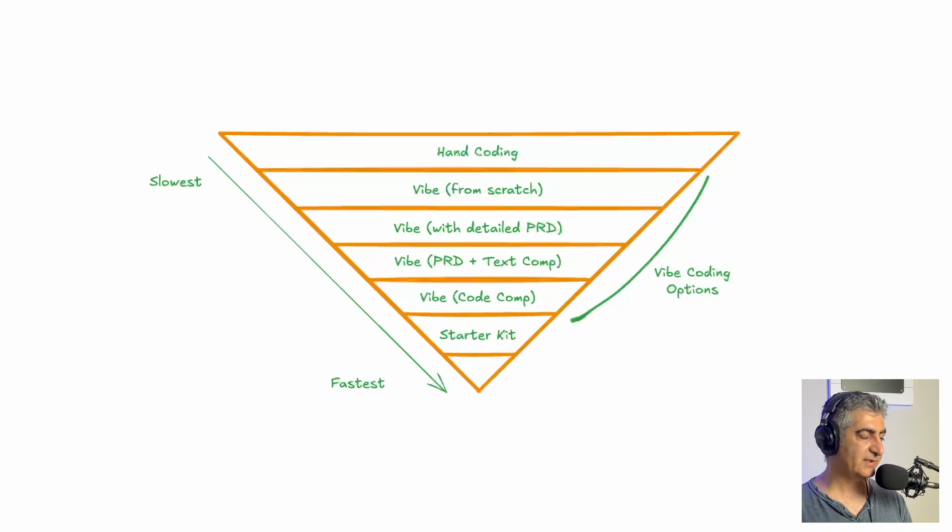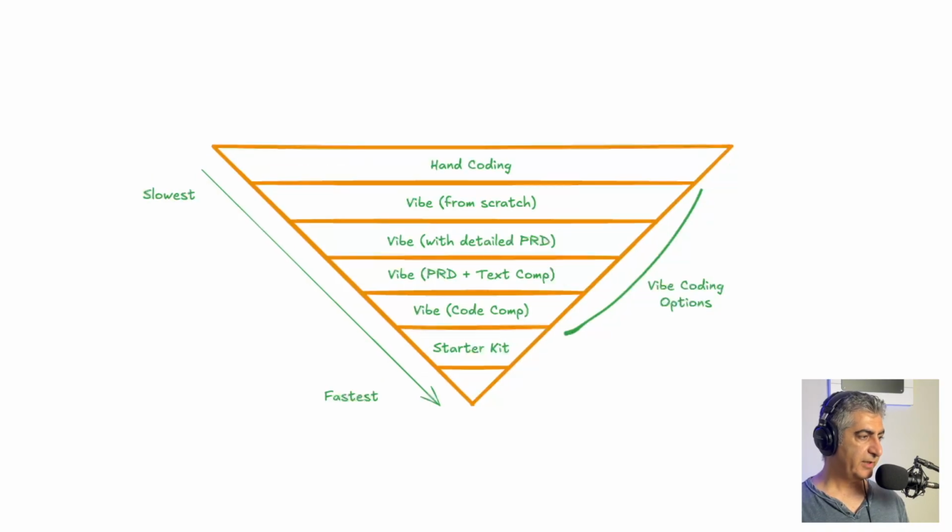They may have already built something like that, which we'll get to in a second. So aside from hand coding, the next fastest thing that you'll find is doing vibe coding. Vibe coding is where you're using AI tools to help you build the product.